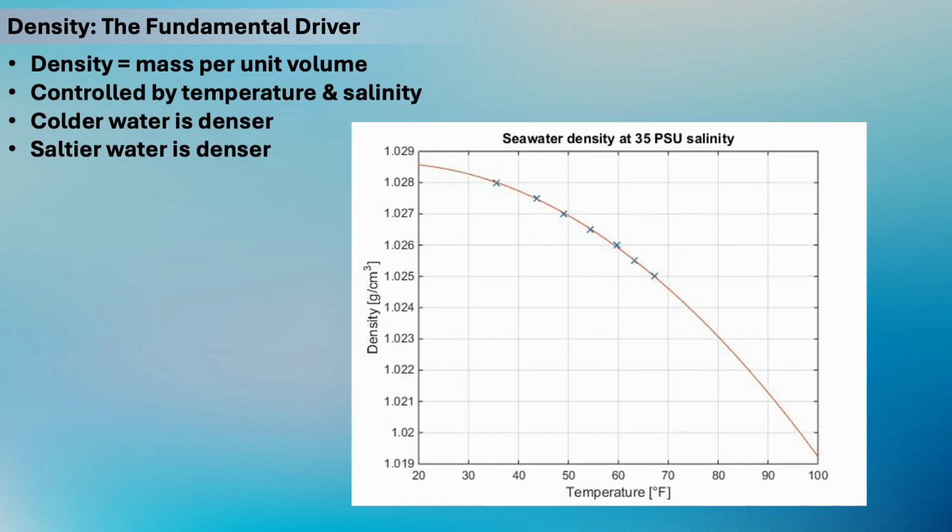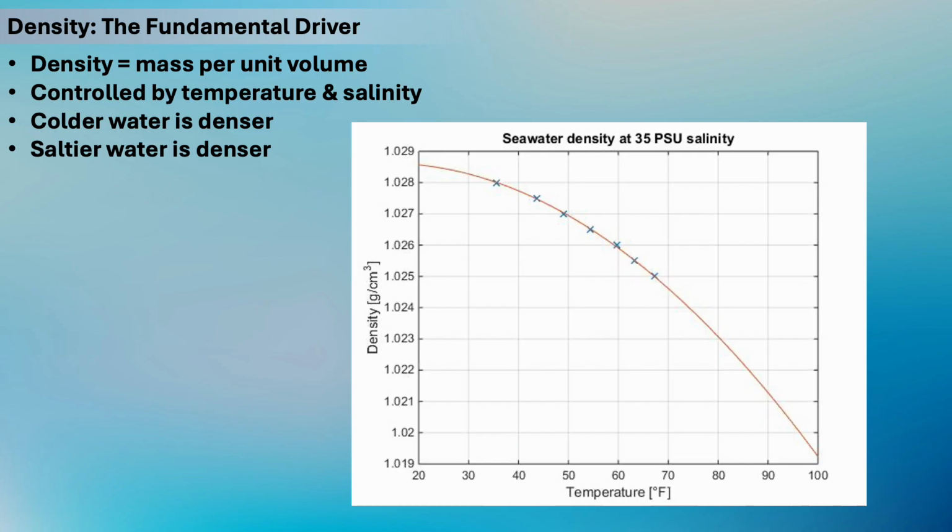Water molecules move more vigorously at higher temperatures. As molecular motion increases, the average spacing between molecules increases slightly. This means that for a given mass of water, warmer water occupies slightly more volume. Increased volume at constant mass means lower density. When water cools, molecular motion decreases and molecules pack more closely together. That decreases volume and increases density. So colder seawater is denser than warmer seawater.